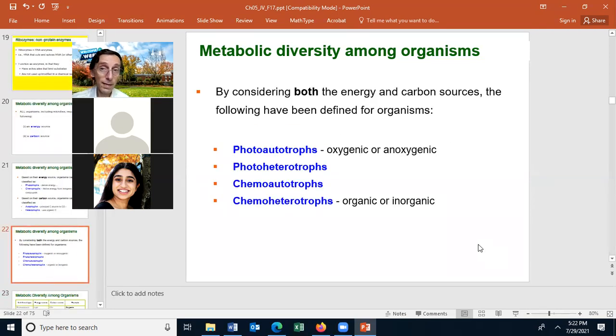When we combine them together, meaning put the energy and the carbon source together, we can classify an organism as a photoautotroph, a photoheterotroph, a chemoautotroph, or a chemoheterotroph. And we are a chemoheterotroph. Green plants are a photoautotroph.